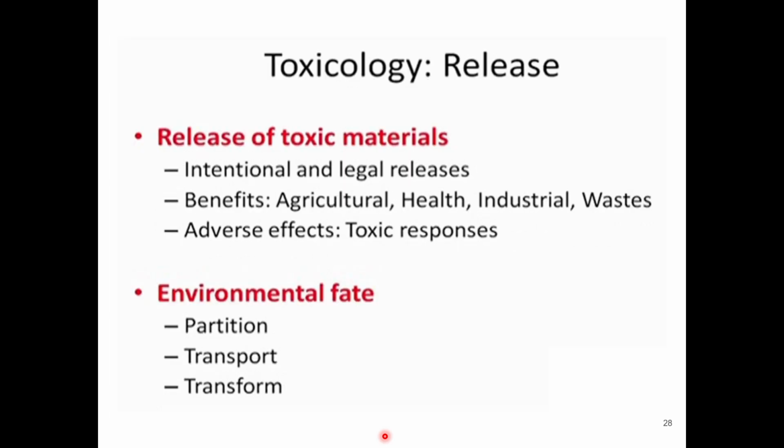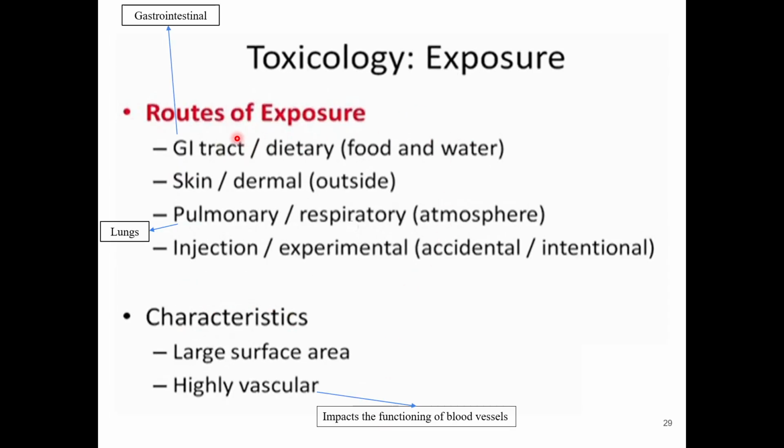So these are the environmental fates. The routes of exposure to the human body can vary. One can be gastrointestinal or GI tract, that is dietary, food and water. One can be skin or dermal, that is from outside. One can be pulmonary, that is through lungs or respiratory atmosphere. One can be through injection or experimental, that is accidental or intentional.